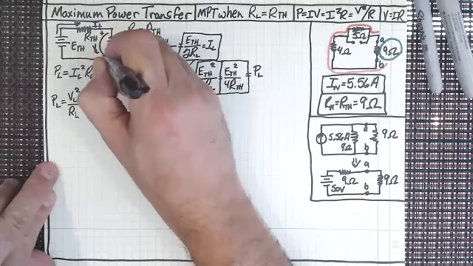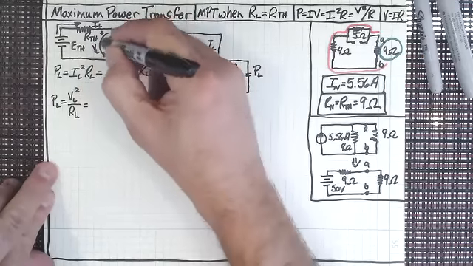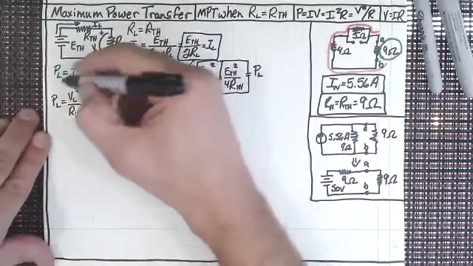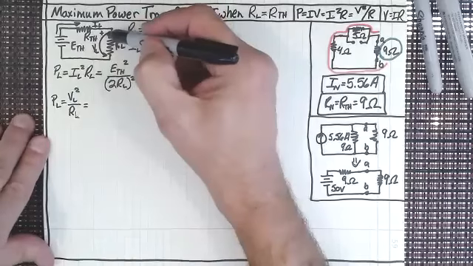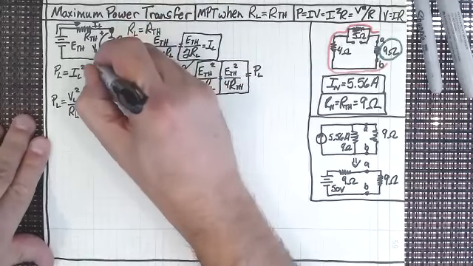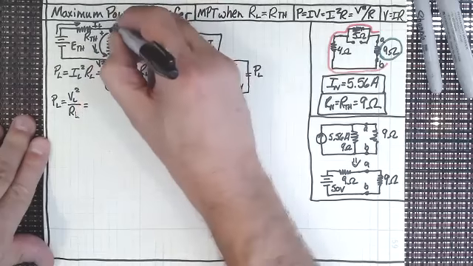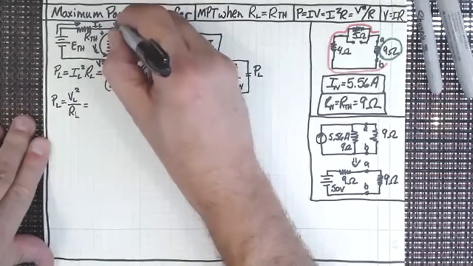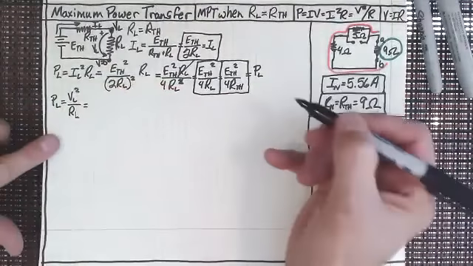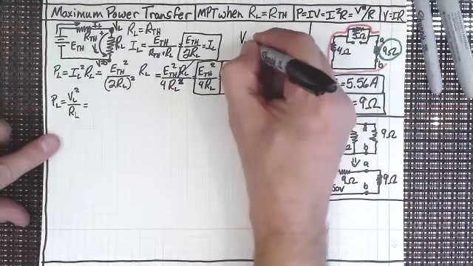V sub L, the voltage drop across the load resistor, is what we're looking at. We're looking at the power in the load, right? Since we know that the voltage right here equals 0, the voltage up here has to be V sub L. So if I wanted to find out what V sub L is, I'm going to write V sub L up here.